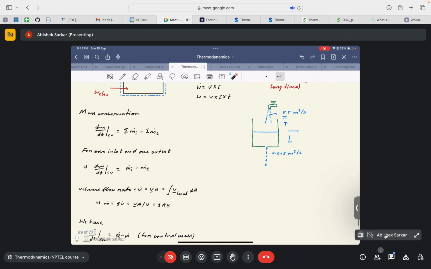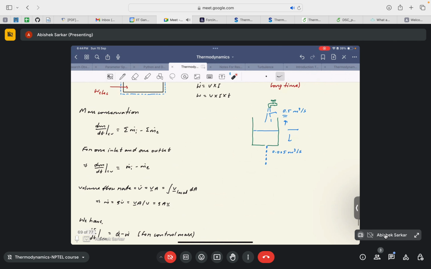So if these two are not equal, then there would be a mass accumulation or mass reduction in the control volume. Similarly, if there's only one inlet or one outlet, we can disregard this summation sign and take it to be dm by dt of the CV equal to m dot i minus m dot e. So if m dot i is much higher than m dot e, then this term will go up. If m dot e is much higher than m dot i, then this term will go down.